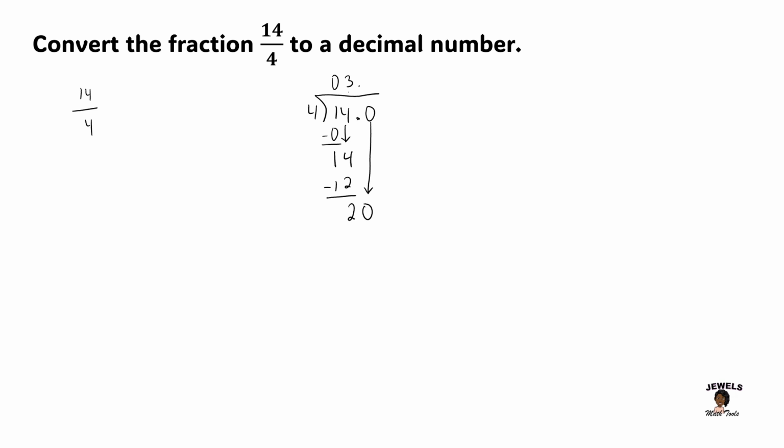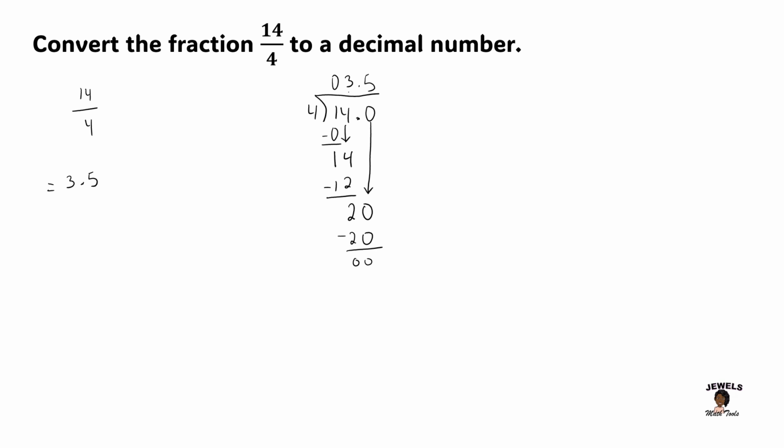Where 4 goes into 20 5 times. 5 times 4 will equal 20, and 20 subtract 20 is 0. So our 14/4 as a decimal number will equal 3 and 5/10.